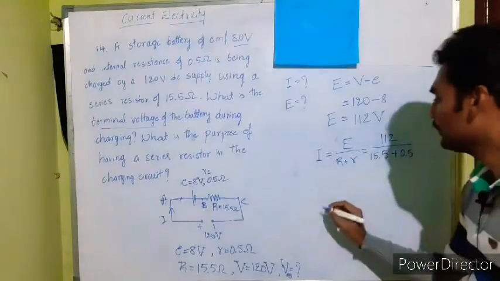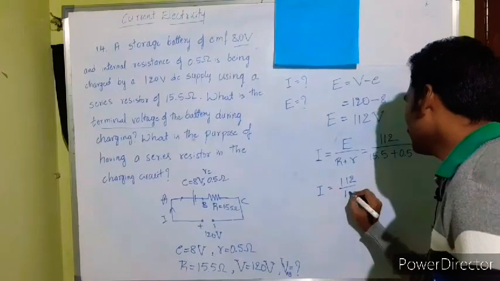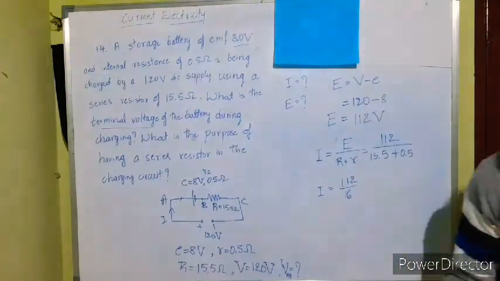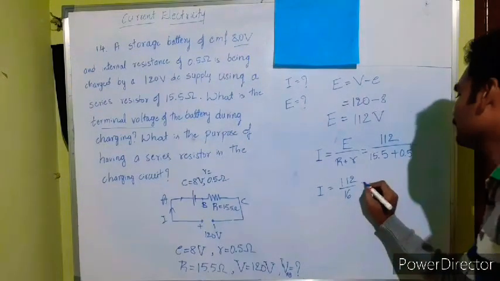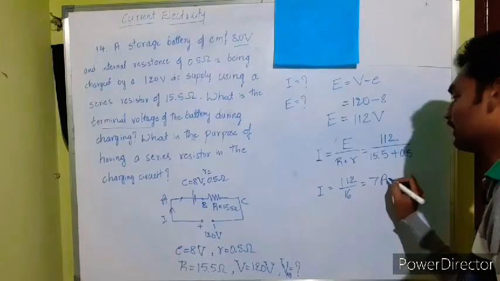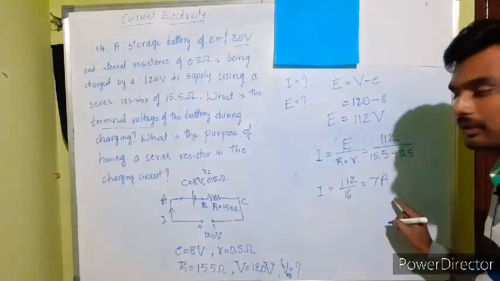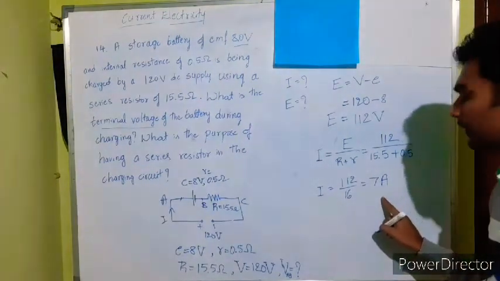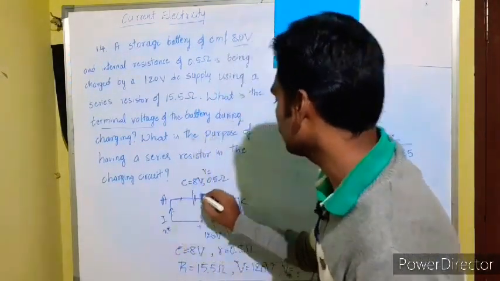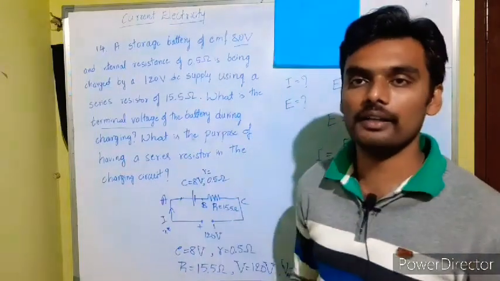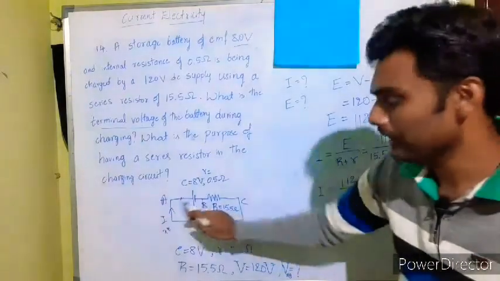Hence we have current I is equal to 112 by 16. And after simplifying this, we'll get the current is equal to 7 ampere. So 7 ampere is the current that is flowing through the entire network, like this. 7 ampere current is flowing. What they have asked us to find is the voltage across A and B now.